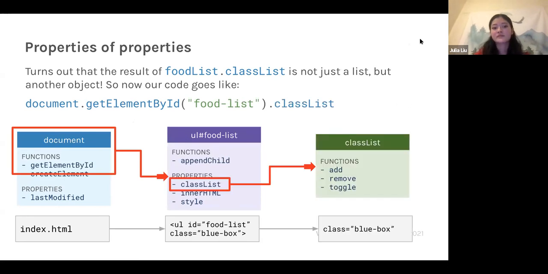So we have document.getElementById on foodlist, and then we try to retrieve the property classlist from that element. So here you can see that the property classlist is another object, and that object has functions add, remove, and toggle. So yeah, here we have food list with the class blue box, and then the class list is a list with just blue box right now because there's only one class. But then you can also add and remove and toggle these classes, and we'll show that in the next few slides.